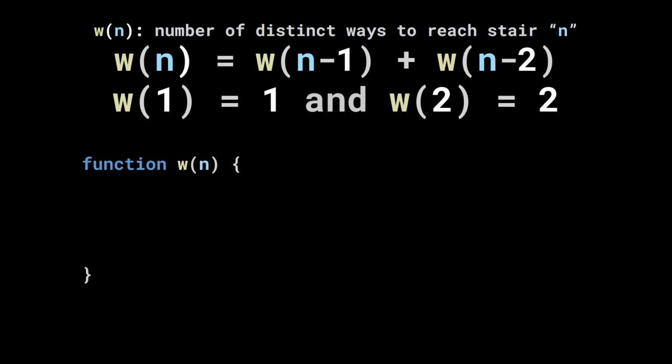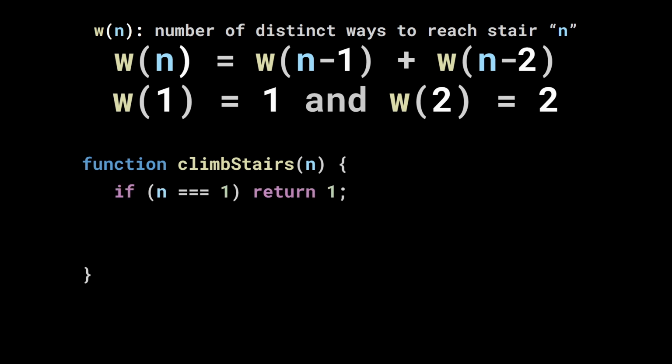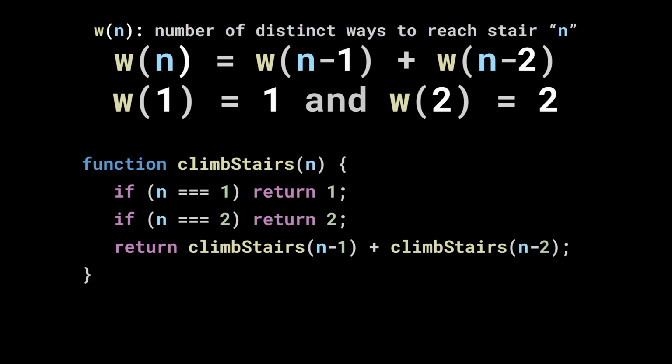We just need to define a new function, but let's rename it to climb stairs to match what Leetcode expects. Then we write down the base cases. So if n is equal to 1, then we return 1. And if n is equal to 2, we return 2. And finally, we return the result of the recursive calls.